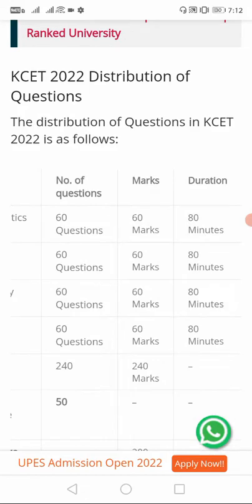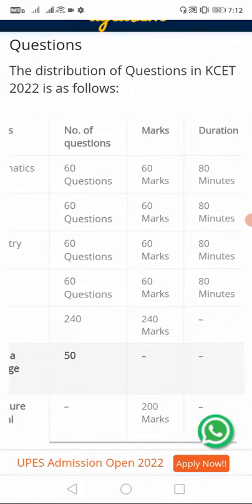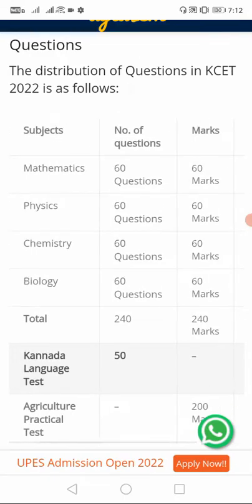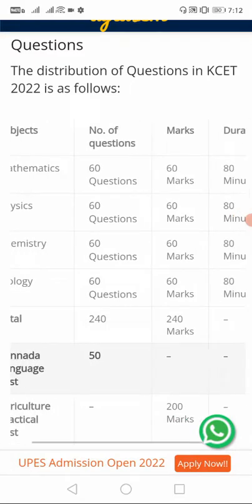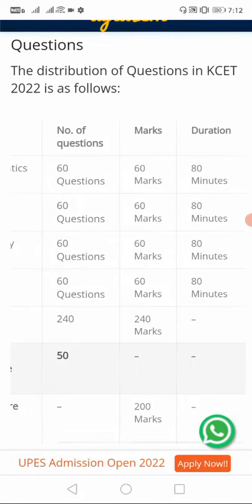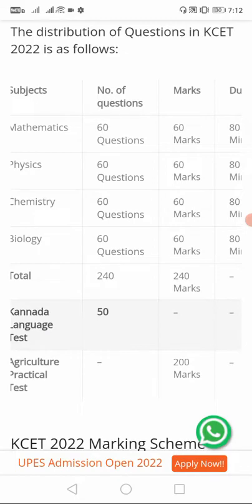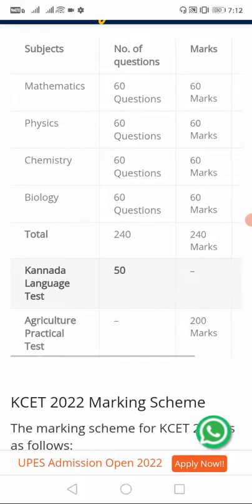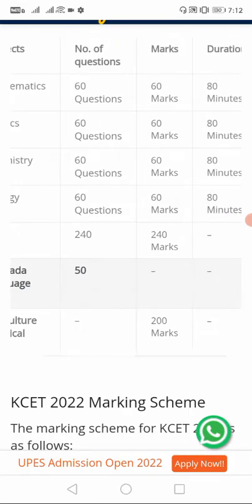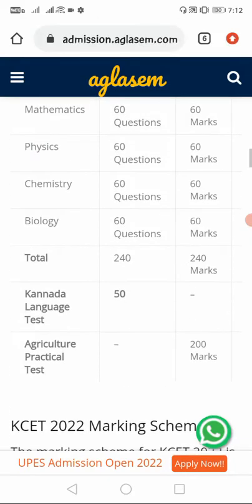Okay, distribution of the questions, look here. Mathematics: the number of questions is 60, marks are 60, duration is 80 minutes. Physics 60 marks, 60 questions, 80 minutes. Chemistry 60, 80 minutes, and biology 60, 80 minutes. The 80 is probably mistyped here, so it is 70. In total you will have 240 marks, 240 questions. For the Kannada language test you will have 50 questions. Next, the agriculture practical test will have 200 marks.